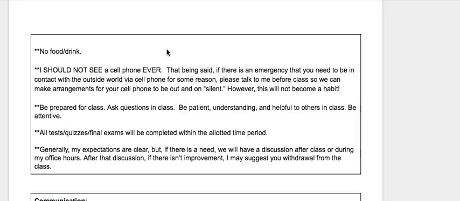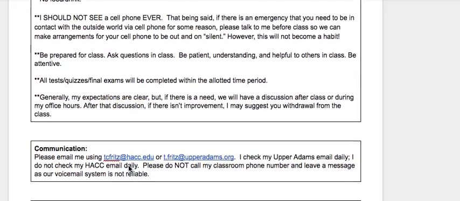Be prepared for class, ask questions in class, be patient, understanding, and helpful to others in class. Be attentive. All tests and quizzes and final exams will be completed within the allotted time period. Generally, my expectations are clear, but if there is a need, we will have a discussion after class during my office hours or when needed. After that discussion, if there is no improvement, I may suggest that you withdraw from the class.